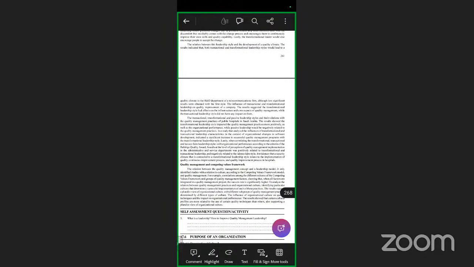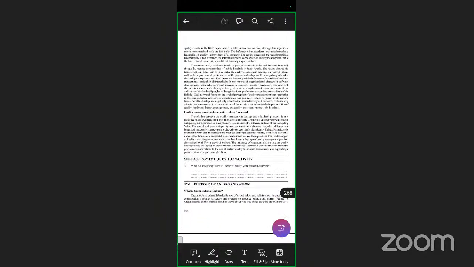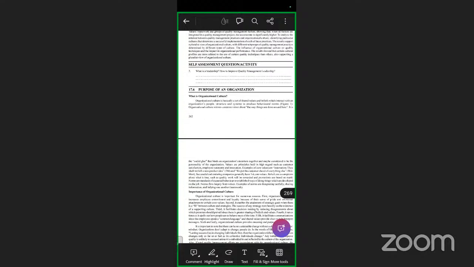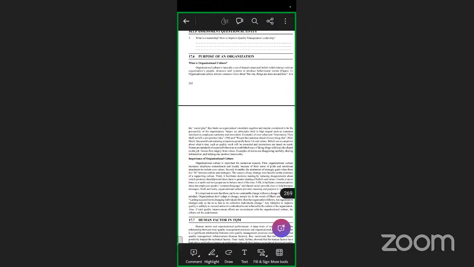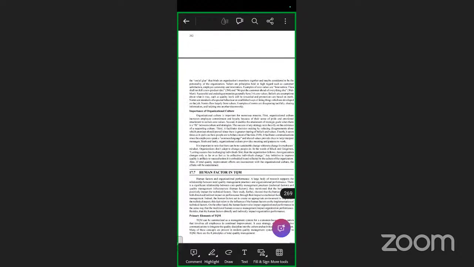Next, quality management and the competing values framework. Next, the purpose of the organization. What is organizational culture? We need to understand what organizational culture is. In that culture we see the structure, systems, procedures, behavior norms, culture of common views, the way things are done around here, and social glue.